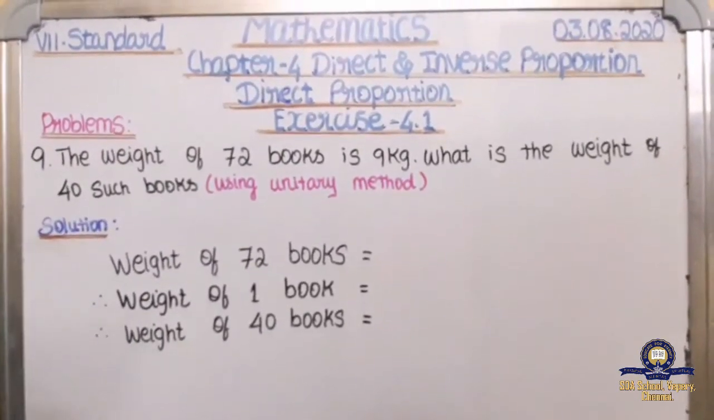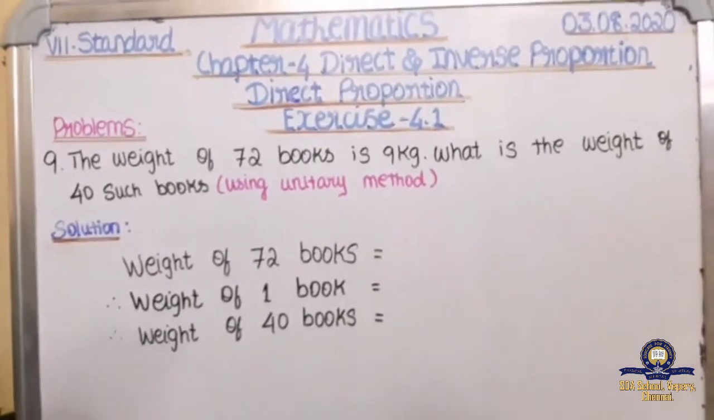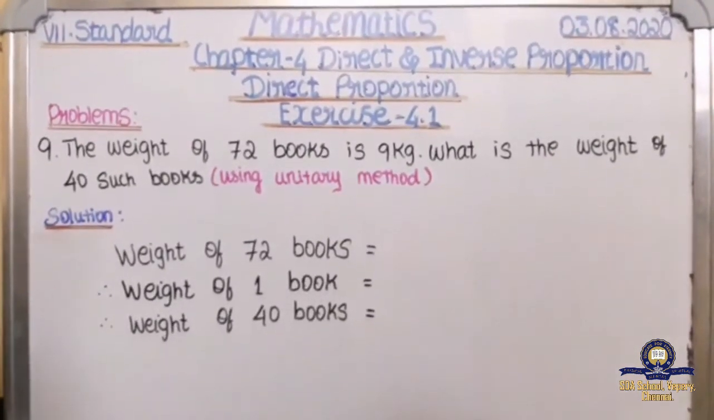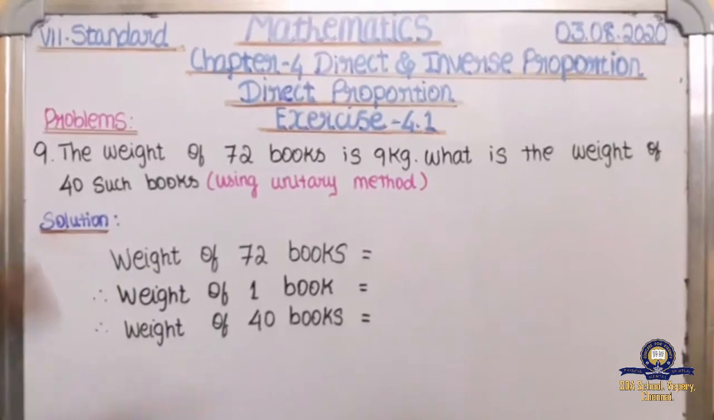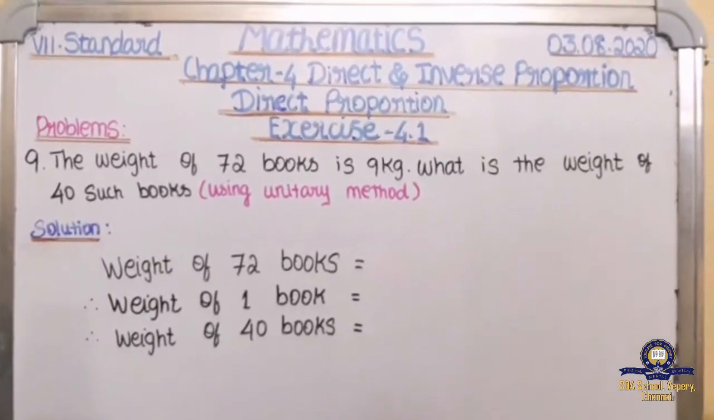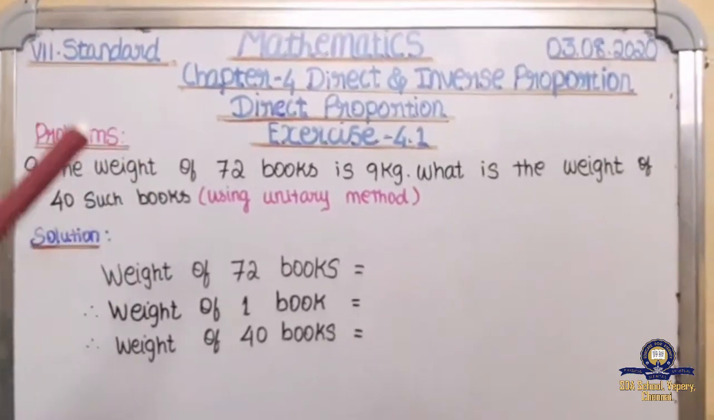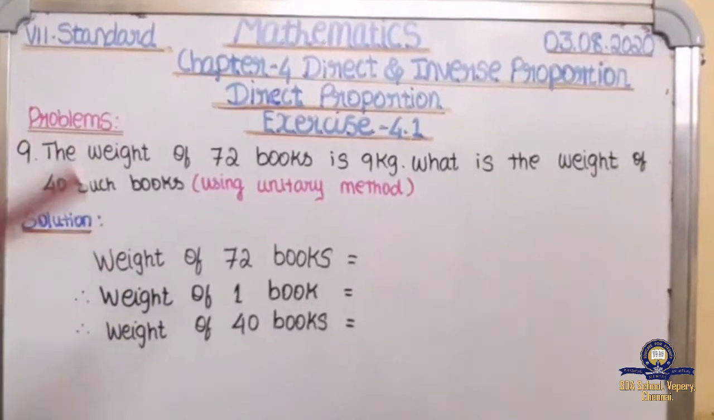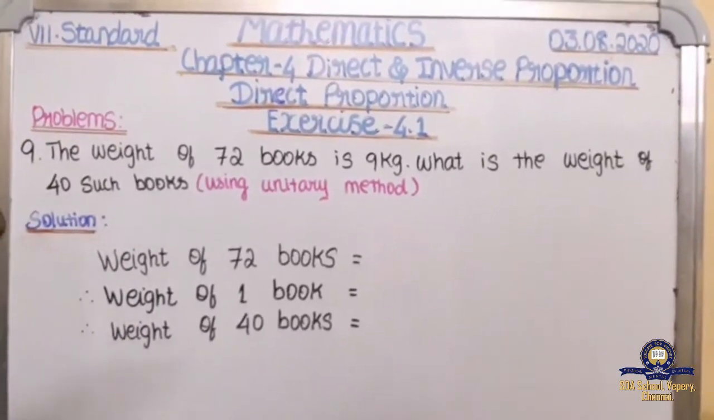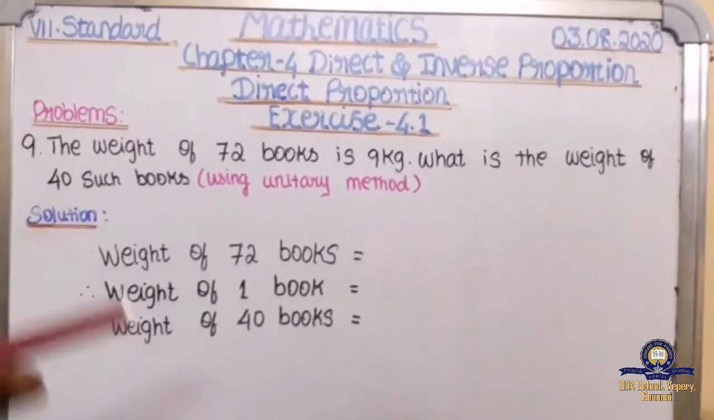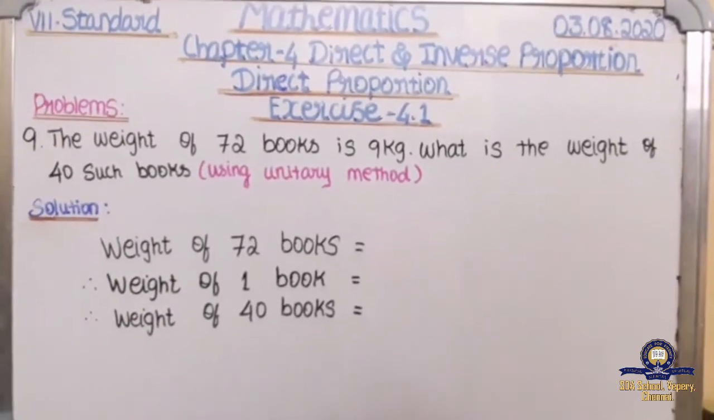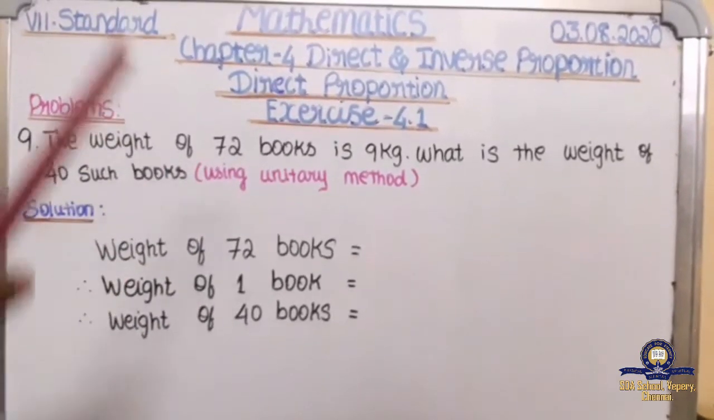The unitary method is a technique for solving a problem by first finding the value of a single unit and then finding the necessary value by multiplying the single unit value. Therefore, finding the value of a single unit is first. Then we need to multiply the single unit value. This is known as the unitary method.